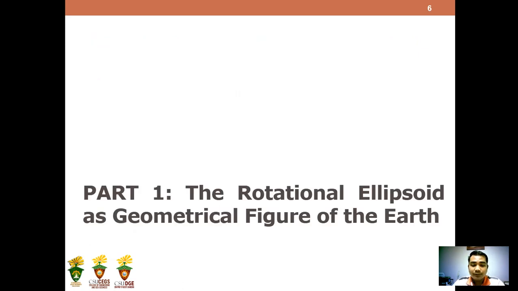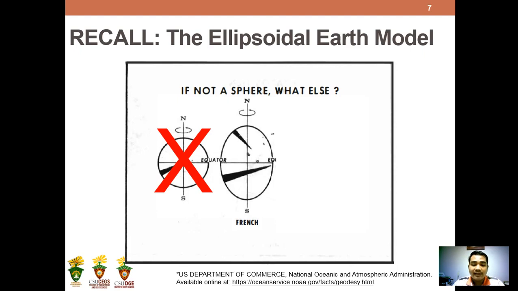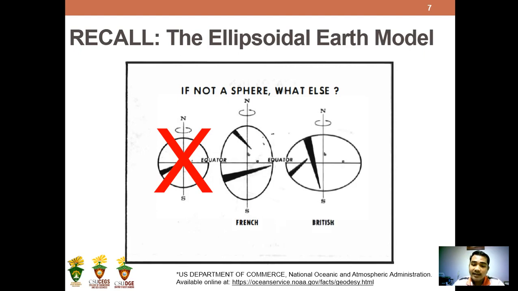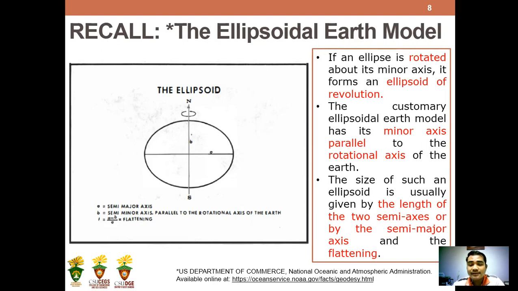So let's start with part 1, which is all about the rotational ellipsoid as geometrical figure of the earth. Let's recall the ellipsoidal earth model based upon our discussion last topic: if the earth is not a sphere, then what else could it be? An ellipse having a flattening in the equator, or an ellipse having a flattening at the poles. Let's recall again that if an ellipse is rotated about its minor axis, it forms an ellipsoid of revolution.